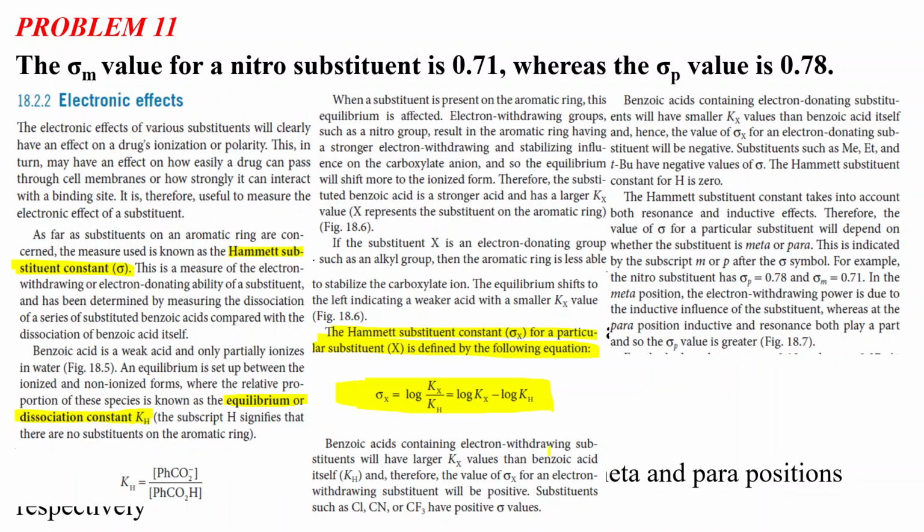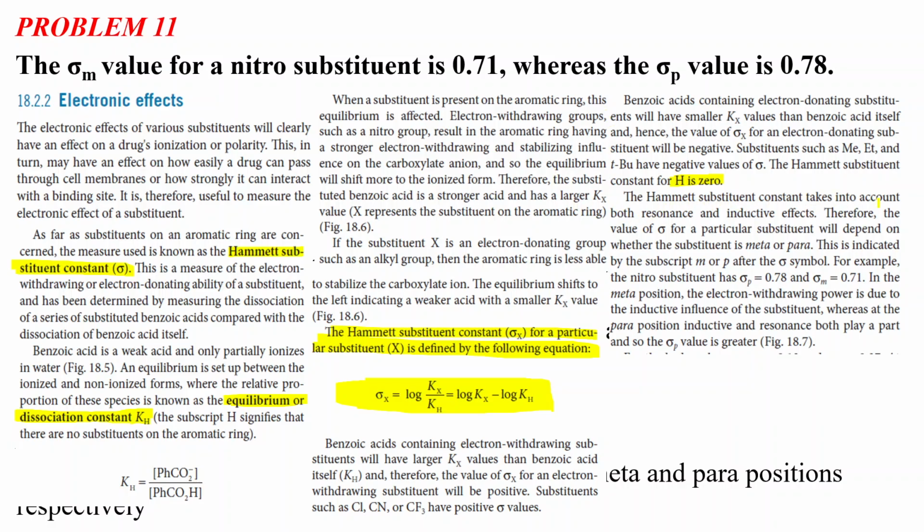Benzoic acids containing an electron withdrawing substituent will have a larger KX value than benzoic acid itself. Therefore, the value of sigma X for an electron withdrawing substituent will be positive. Substituents such as chloro, cyano, CF3 have a positive sigma X value. Benzoic acid containing an electron donating substituent will have a smaller KX value than benzoic acid itself. Hence, the sigma X value of electron donating groups will be negative. Substituents such as methyl, ethyl, tertiary butyl have a negative value of sigma. And the Hammett substituent constant for hydrogen is 0. This is also important to remember.